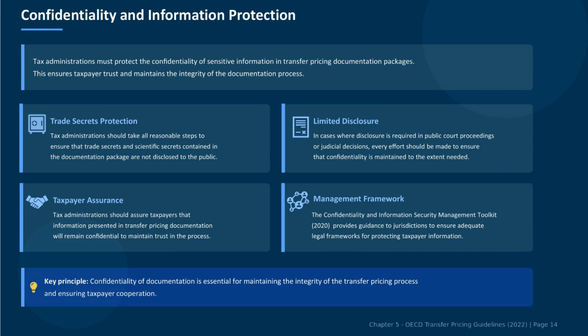Confidentiality in transfer pricing is crucial for maintaining process integrity and taxpayer cooperation. Tax administrations must protect sensitive information, including trade and scientific secrets, to ensure taxpayer trust. Even in public court proceedings, efforts should be made to maintain confidentiality. The 2020 Confidentiality and Information Security Management Toolkit guides jurisdictions in safeguarding taxpayer information.